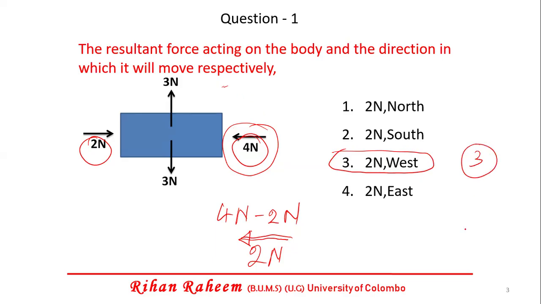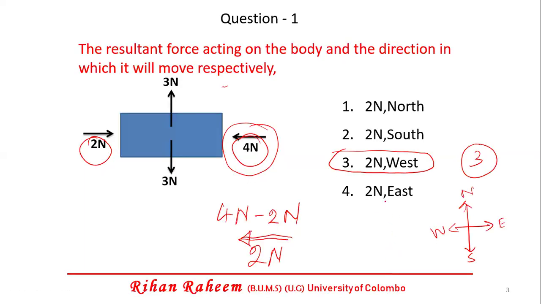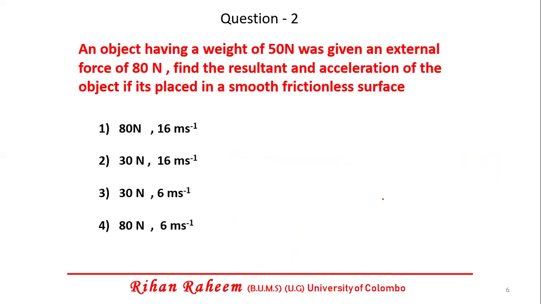So this is pointing towards the west direction. You all know the compass directions, north, south, east and west. So if the arrow is pointing this way, it is towards the west. I hope you all are clear. It's a very, very simple, easy question. Anyone can do it.